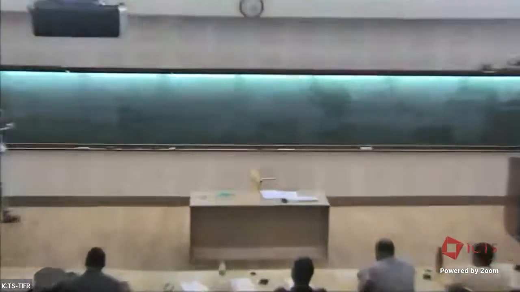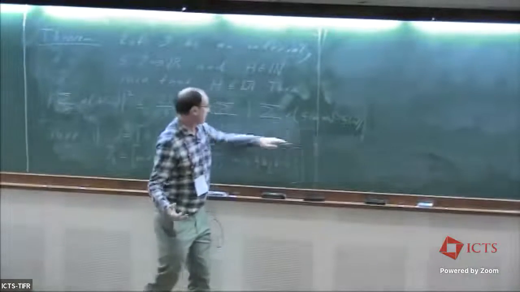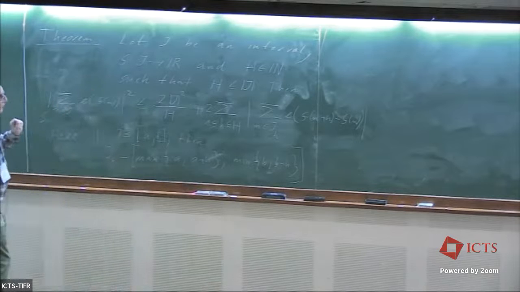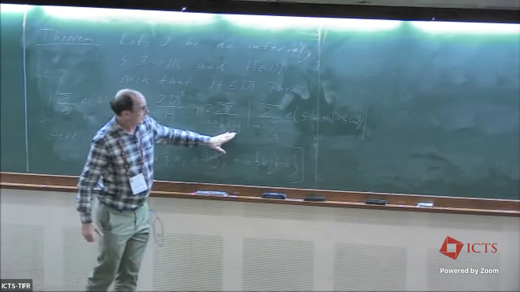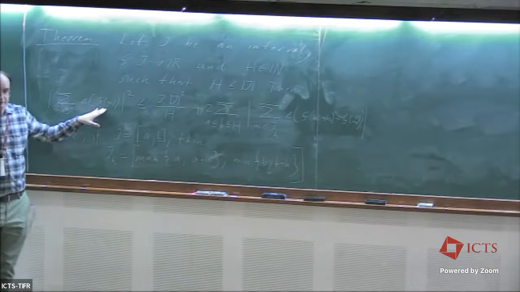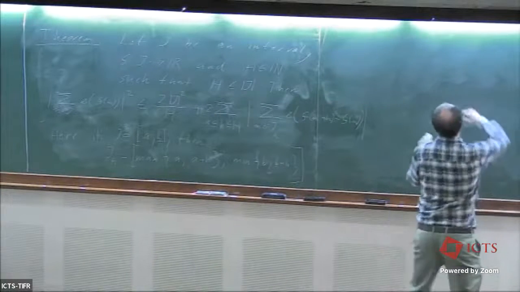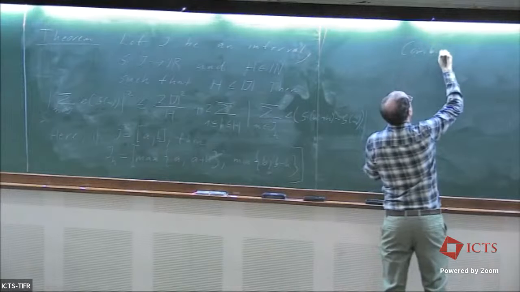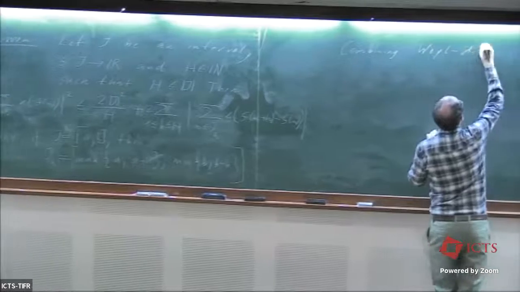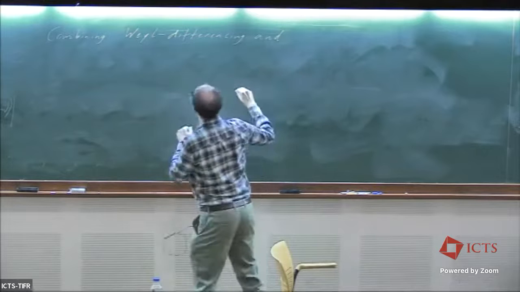I've managed to reduce the size of the amplitude function, but the cost is that we get a sum over exponential sums. So now let's apply that to a situation when the second derivative is larger than 1. What we do now is combining Weyl differencing and the van der Corput bound.